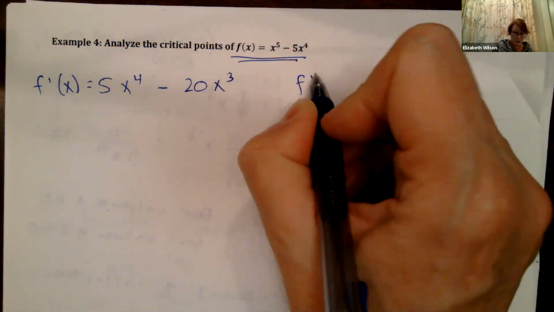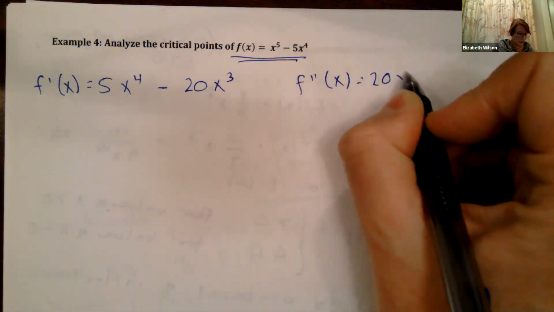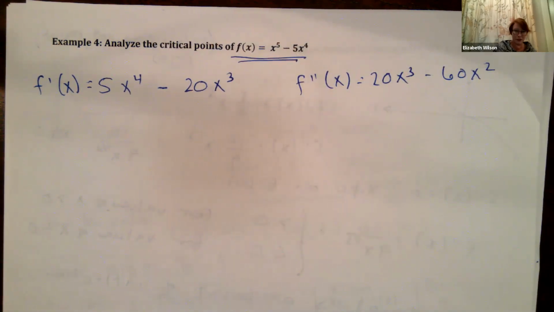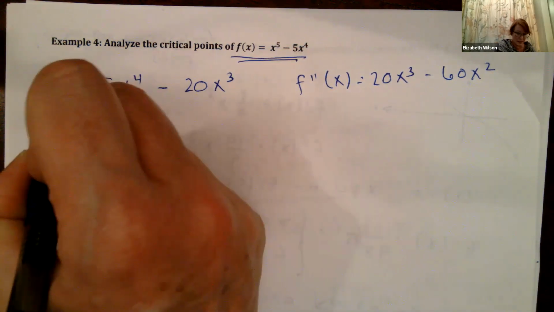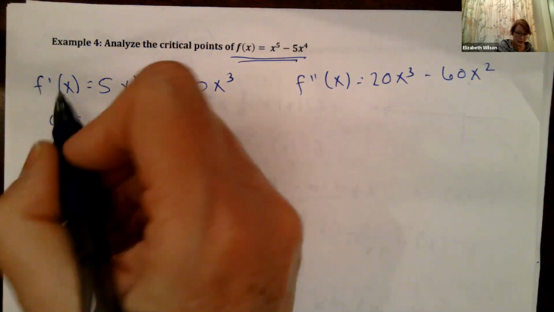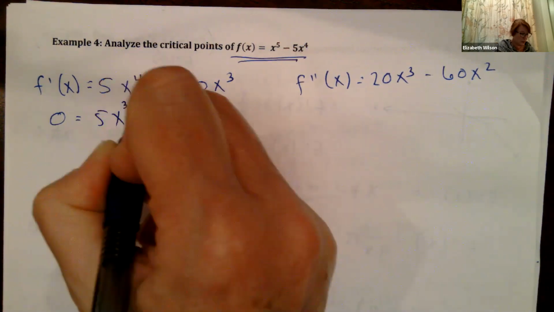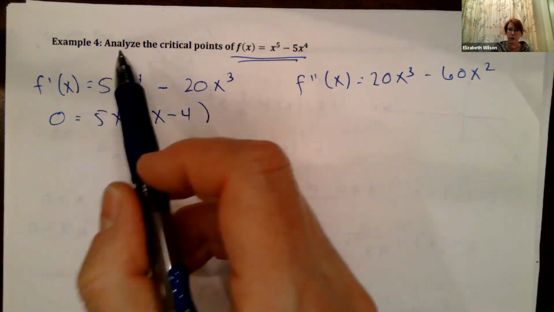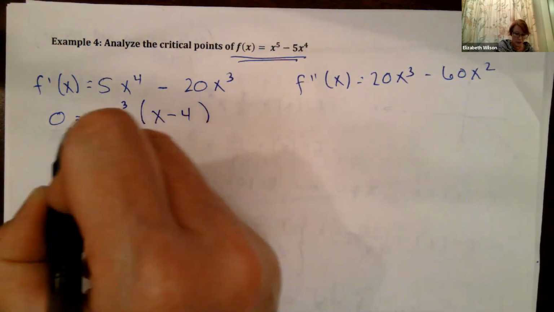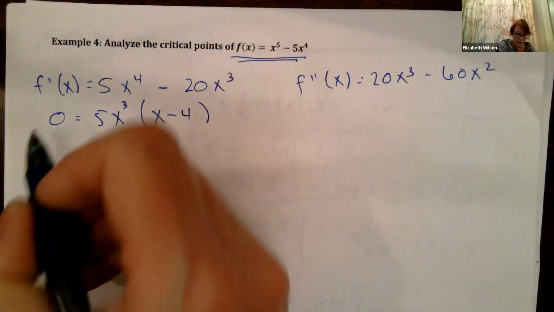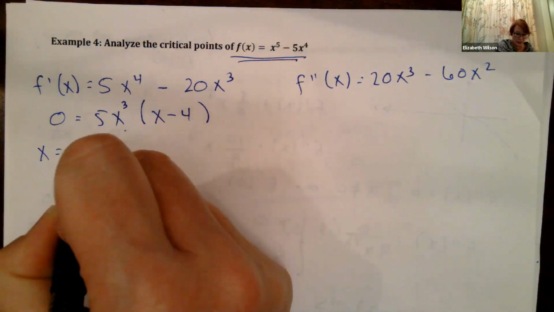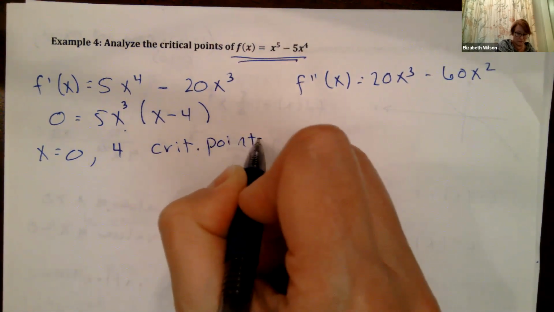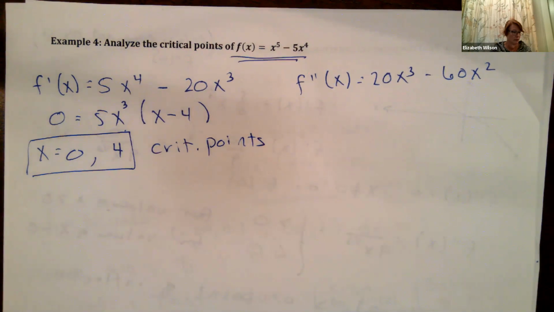I'll take my second derivative while I'm here. 20x cubed minus 60x squared, okay? The wind is really heavy right behind me. Okay, so I'm going to set the first derivative equal to 0, and I'm going to factor out a 5x cubed. See what I get. I get x minus 4. I'm doing this to find my critical points on this function. So I set that equal to 0 and solve for x. I get x equals 0 and x equals 4 as my critical points. Okay, these are the things that I'm going to be testing.